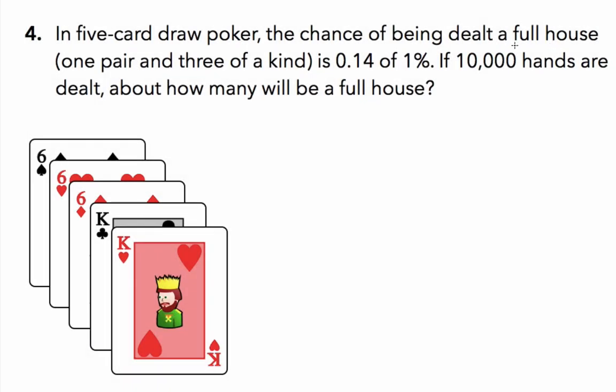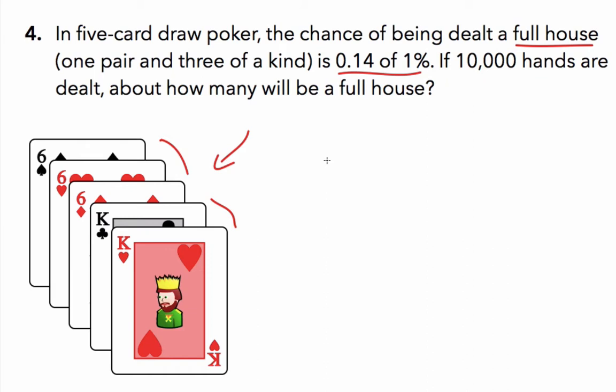Question 4 asks about the likelihood of a particular poker hand, a full house. I've put an example hand here. A full house has 3 of a kind, 3 sixes in this example, and a pair, 2 kings. Now, this hand is not particularly common. We expect it to occur just a fraction of 1% of the time.